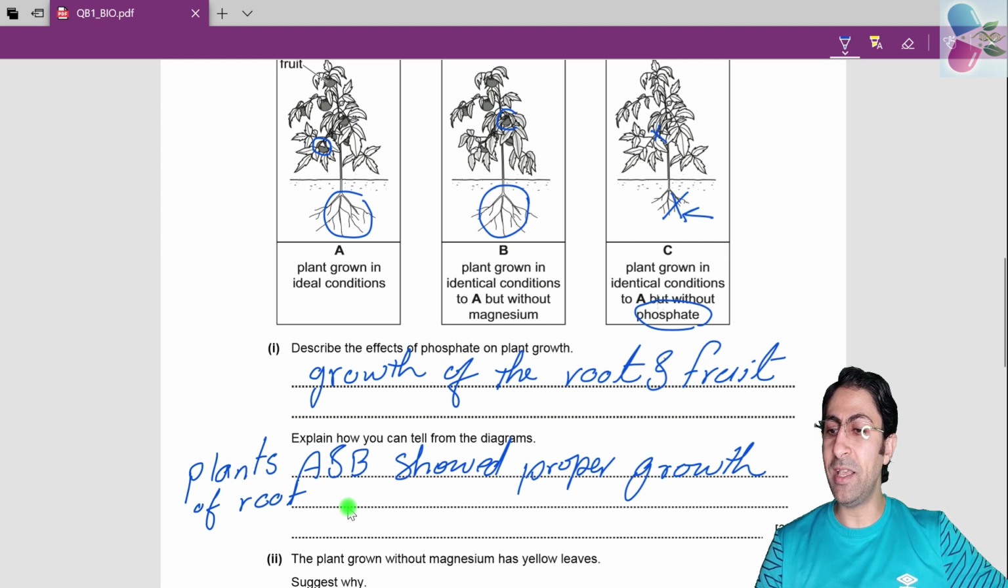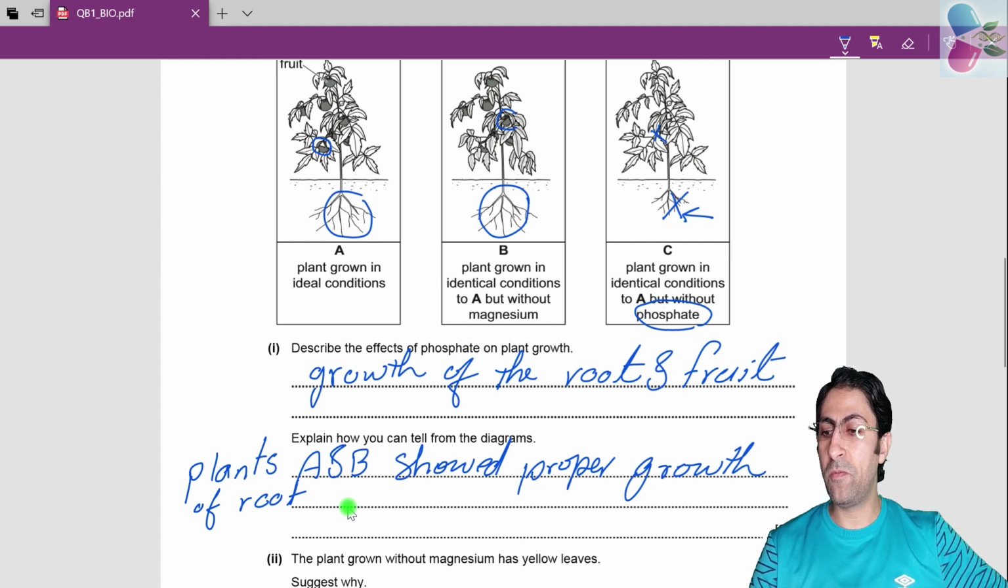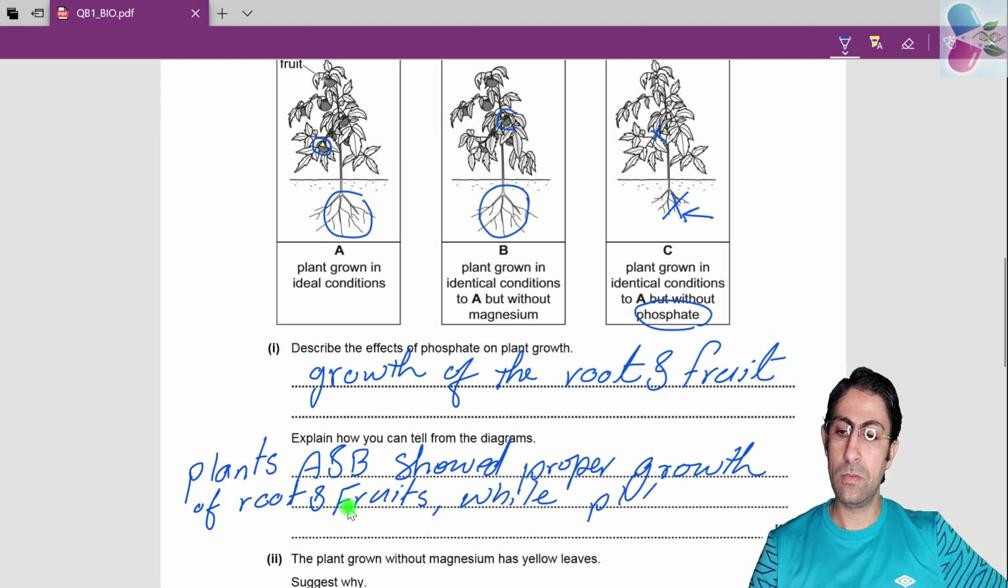So you can say plants A and B show proper growth of fruit, while plant C, with the lack of phosphate, didn't show proper growth.